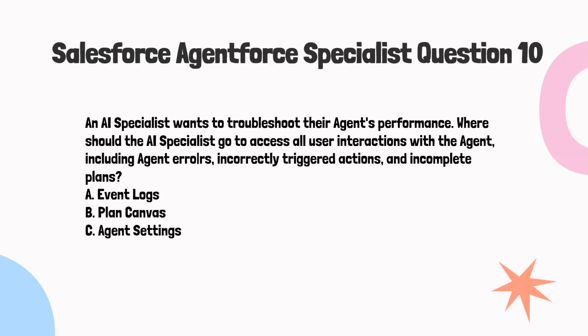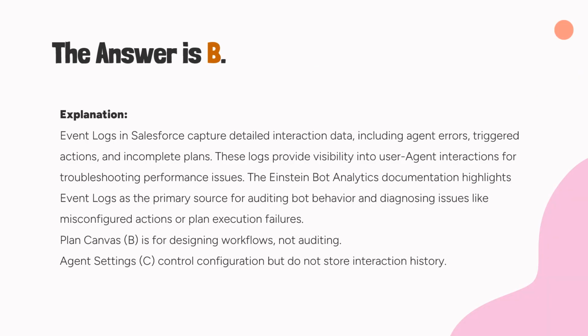An AI specialist wants to troubleshoot their agent's performance. Where should the AI specialist go to access all user interactions with the agent, including agent errors, incorrectly triggered actions, and incomplete plans? A. Event logs. B. Plan canvas. C. Agent settings. The answer is B.